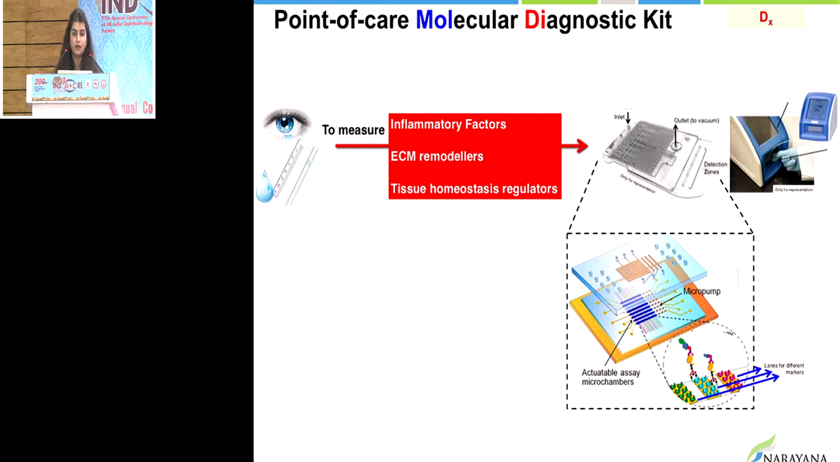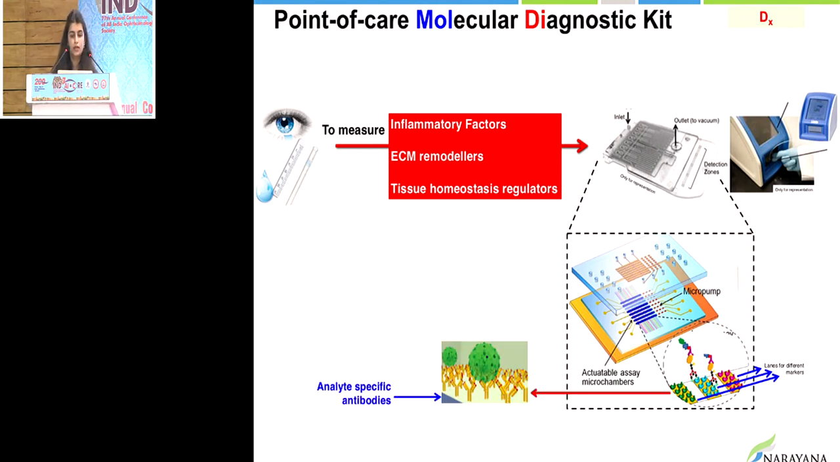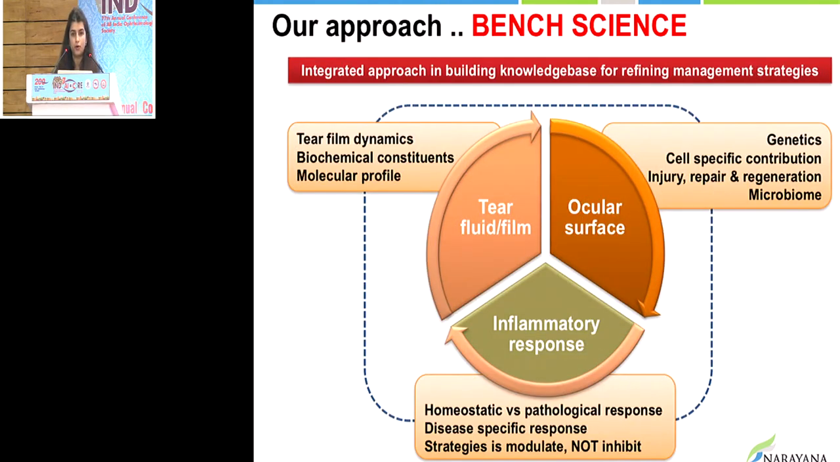Essentially, this is based on the sandwich ELISA method. You can collect the tears, just put them on this. It's a very small, glucometer-sized diagnostic tool. We just need to put that kit inside it, and we get readouts depending on what antigens we have, specifically antibodies that we have incorporated on the kit.